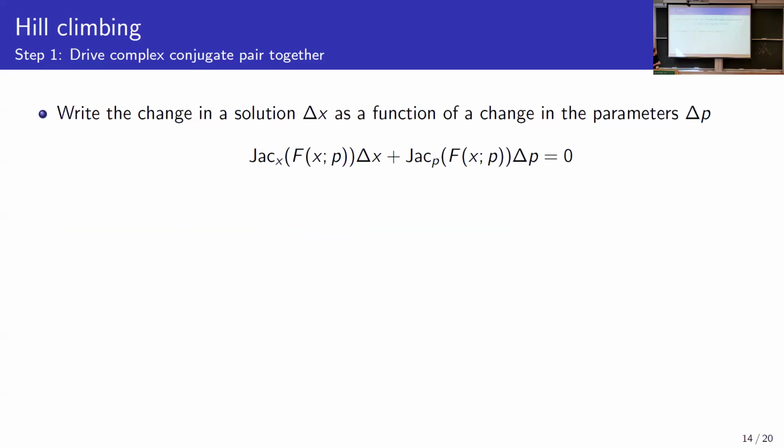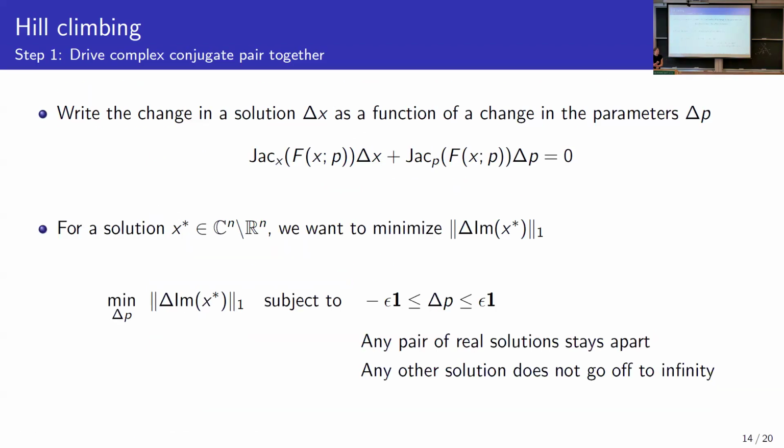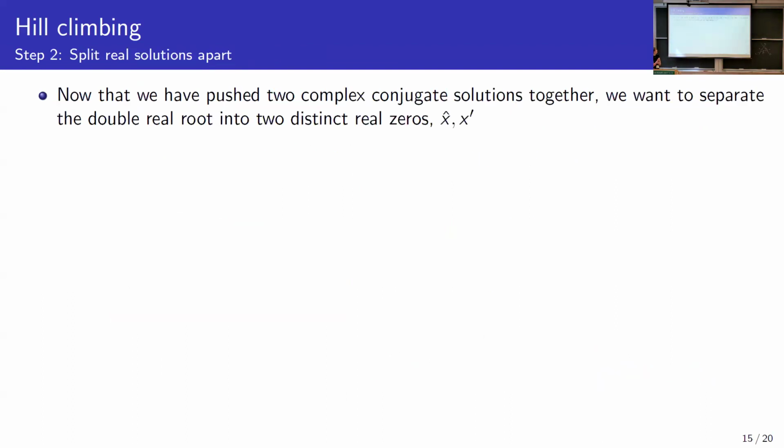Also outlined in this citation, this paper of DeepMind. Okay, so that is step one. I took a complex conjugate pair and I drove it together. Really good. But now instead of having two distinct solutions, a complex conjugate pair, I've got one real solution with multiplicity 2. And I'm looking for generic instances, so I don't want multiplicity, I want two distinct solutions.